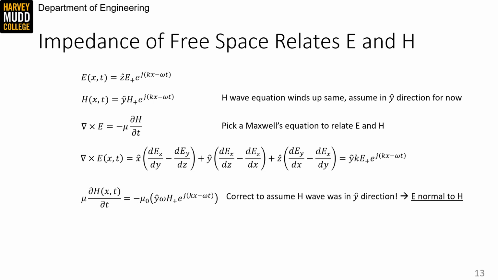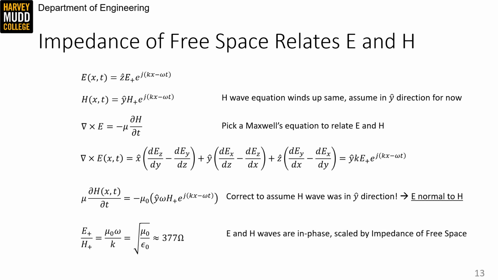Next, we take the derivative of our candidate H solution to figure out the right-hand side of Maxwell's equation. The result points in the y-hat direction still because time derivatives don't affect spatial orientation, which lines up with the direction we calculated in the curl of E. That means our choice of pointing the H field in the y-hat direction was correct, because it makes the Maxwell's equation self-consistent. So we know that our E field is normal to our H field because of the curl operators in Maxwell's equation.